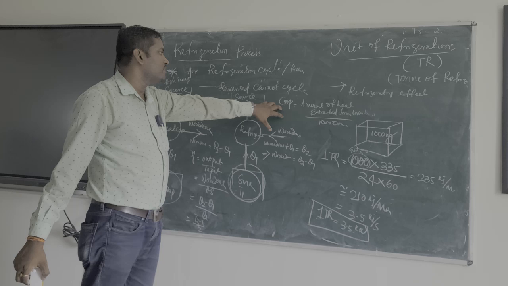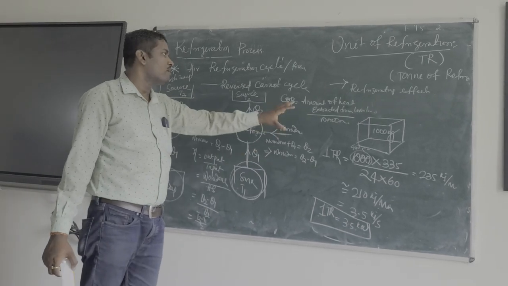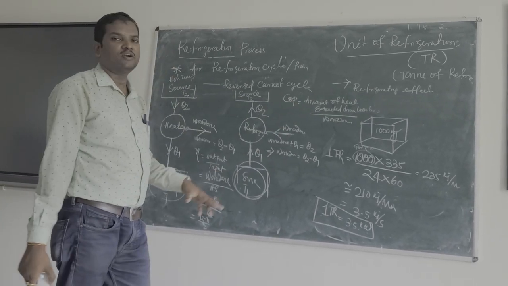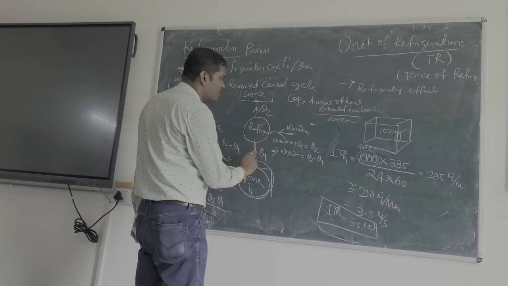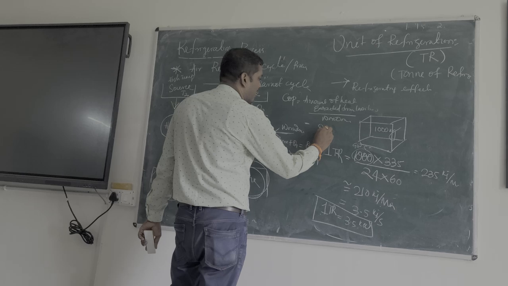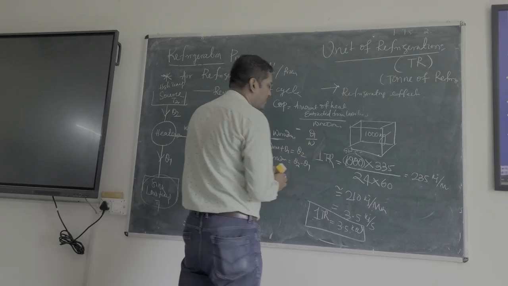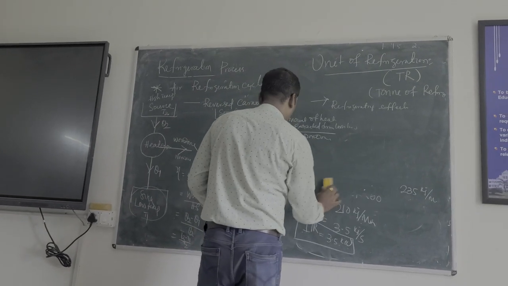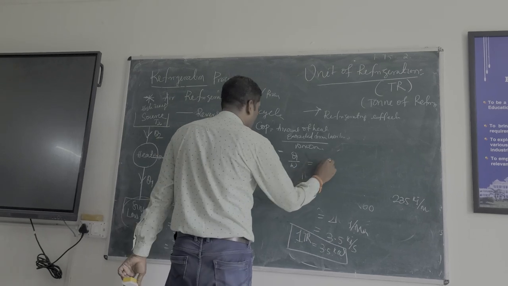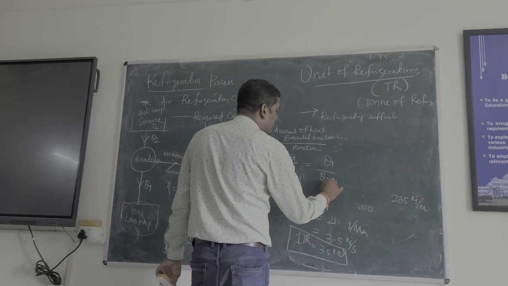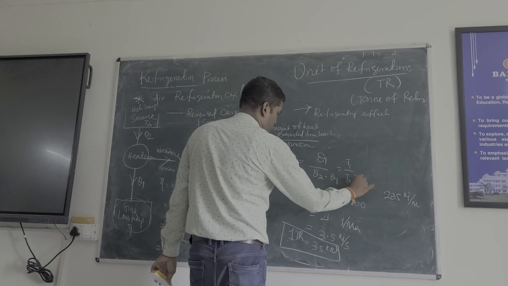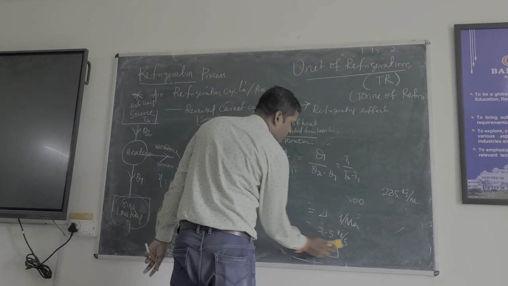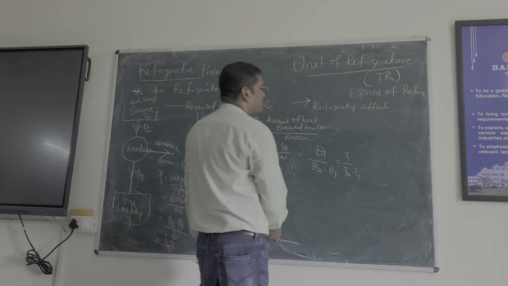So as per our definition, COP is equal to the amount of heat extracted from a lower body divided by work done. The amount of heat extracted here is Q1, divided by W, which equals Q1 divided by Q2 minus Q1, or equals T1 by T2 minus T1. This is the COP of a refrigerator.